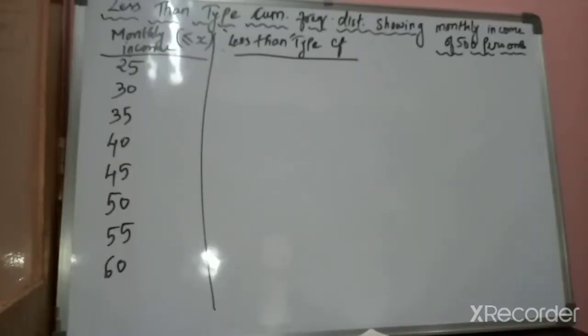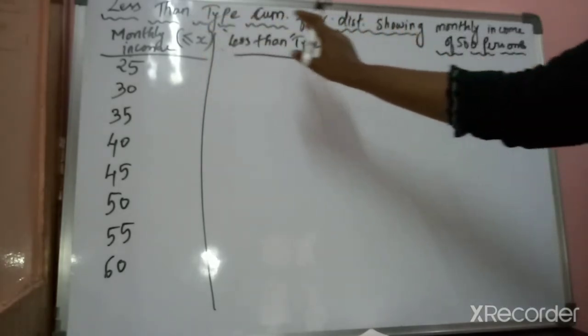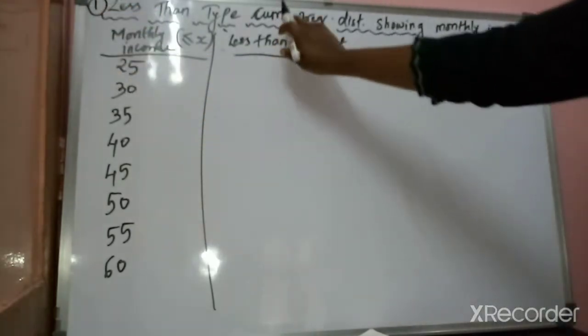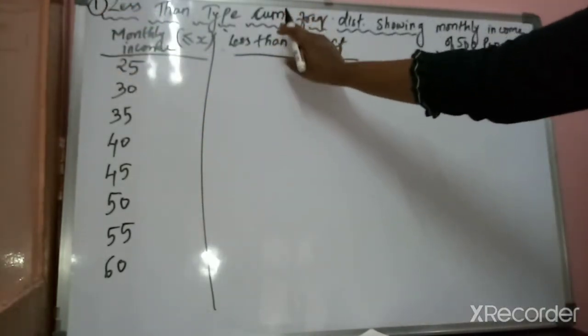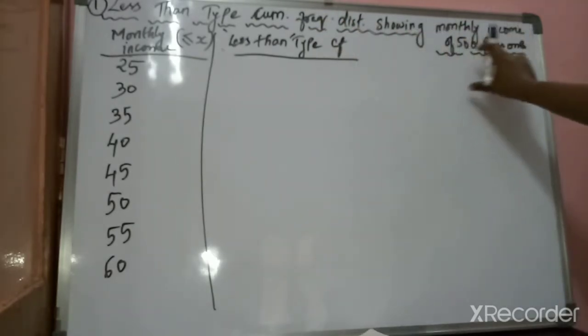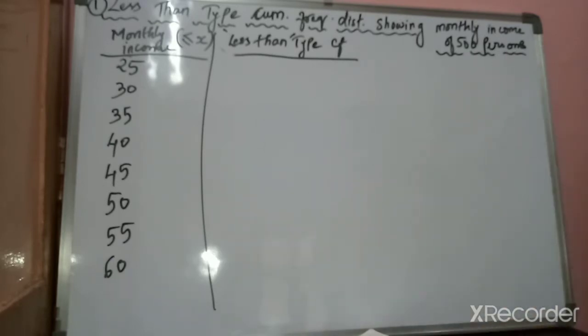Now look, you have to make the table like this. First give the title like this. First of all, we are making the first one as less than type cumulative. I have written the short form, you have to write the full form, right? Cumulative frequency distribution showing monthly income of 500 persons. Clear? Then I have written down the numbers like this.